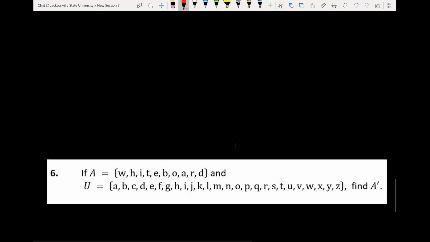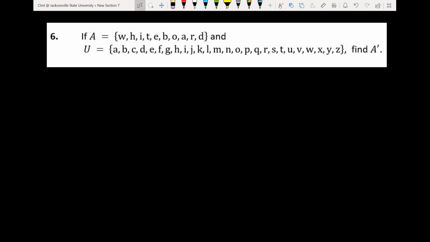Okay, so let's look at number 6 here. It gives us the set A, or all the letters in whiteboard. And our universal set, our universe, is all the letters in the alphabet. And then it tells us to find this thing, A with a tick mark. Okay, that tick mark means complement. So we're trying to find a complement. So what does the complement of a set contain? It contains everything that's not in the original set. Okay, so if we're looking for a complement, we want all the elements that are not in A.